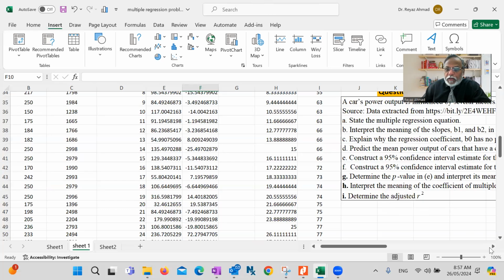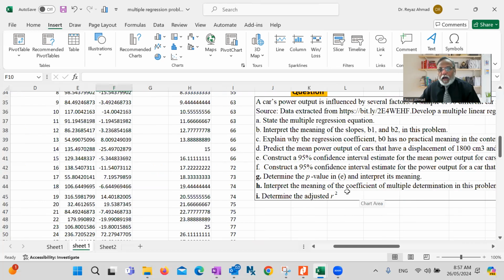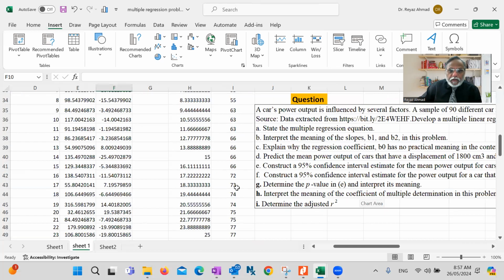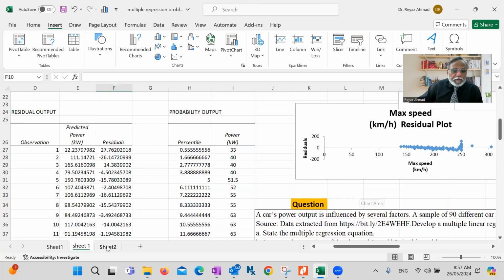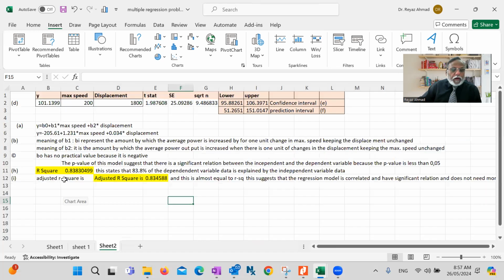Now we only have to explain the interpretation of R squared. I have already interpreted this one over here. Now this R squared in percentage is 83.8. What does this R squared indicate in this modeling? So here is what I have written.